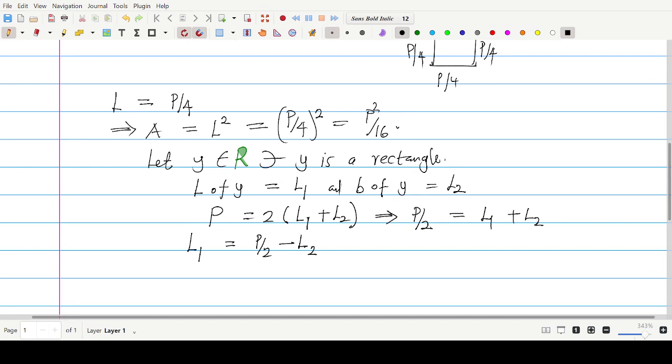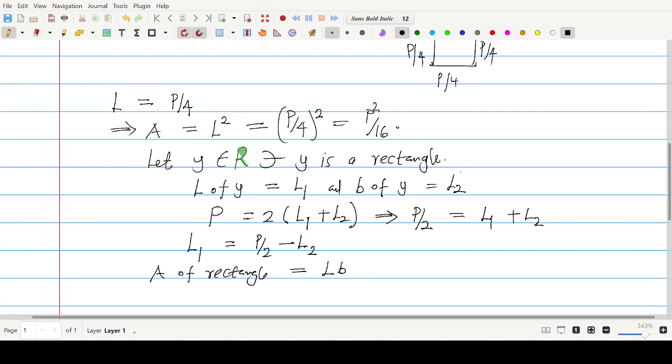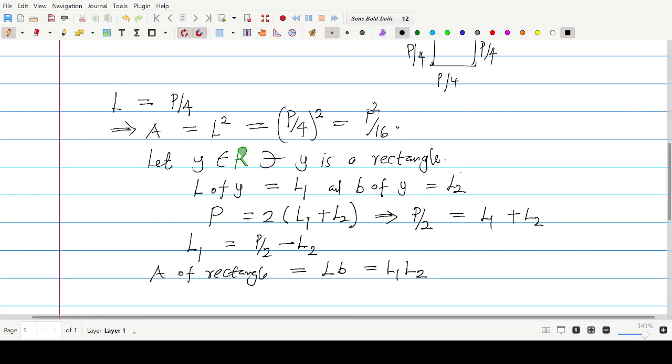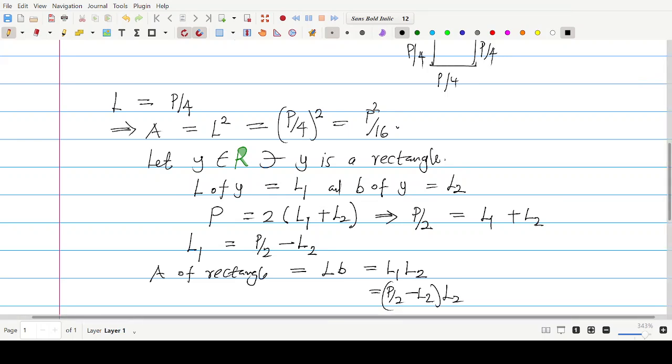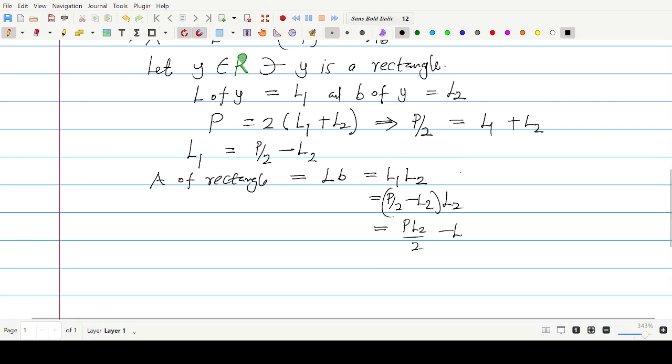Now, we're much aware that the area of a rectangle is equal to length times breadth, all right? And in this case, what is the length once again? It's L1, and the breadth is L2. Now, we've already made L1 the subject of the formula, so it becomes P over 2 minus L2 multiplying L2. Can you see what I'm doing? Then on expansion, we have the result to be P L2 over 2 minus L2 squared.